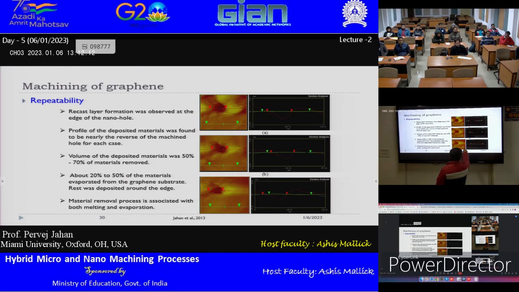You can see those red. So you can see the profile, okay? You can see the profile. So for each case, the hole depth is much higher, but we also see some deposited material at the edge, right? For both cases, this we saw especially for graphene.